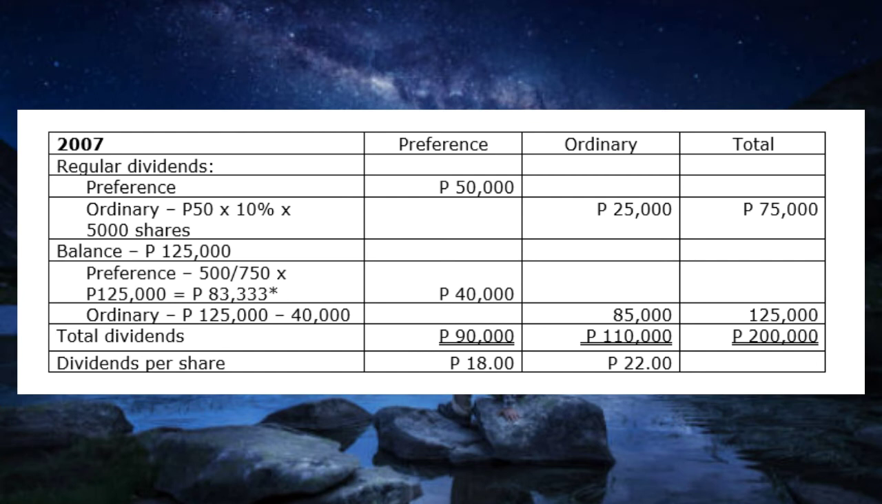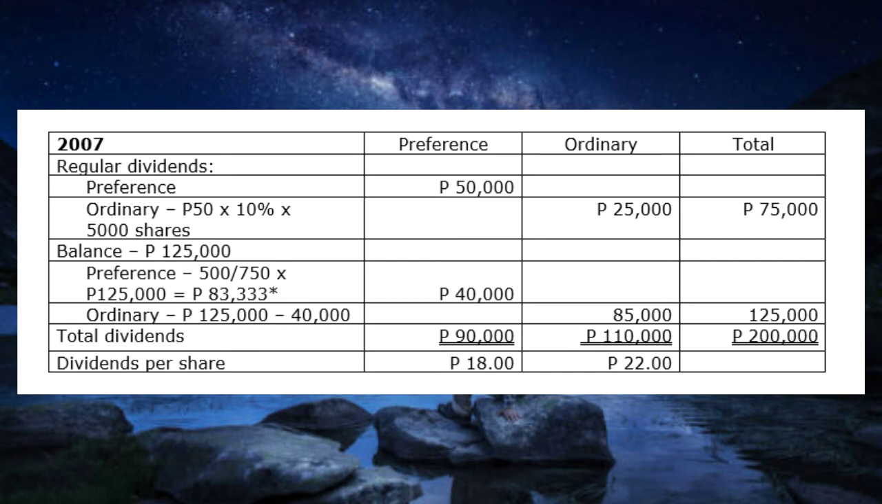2007 regular dividends, preference: 50,000 pesos. Ordinary: 50,000 pesos times 10% times 5,000 shares is equal to 25,000 pesos. Total of 75,000 pesos. Balance: 125,000 pesos. Preference: 500 divided by 750 times 125,000 pesos is equal to 83,333 pesos. Preference: 40,000 pesos.